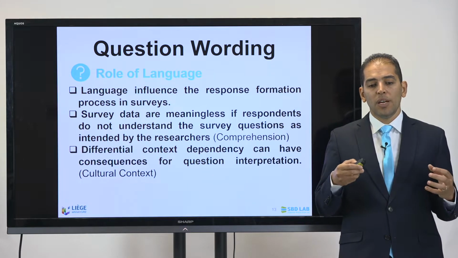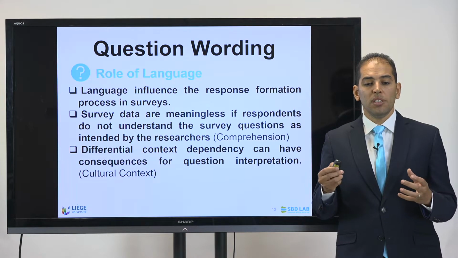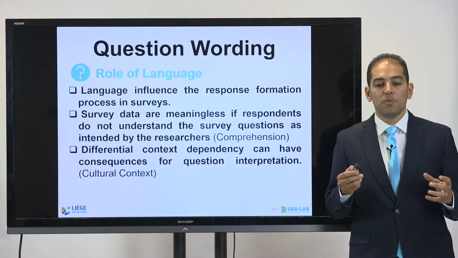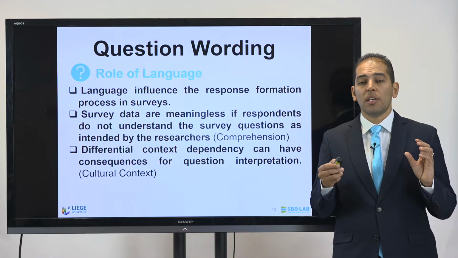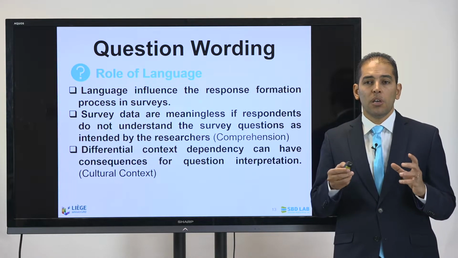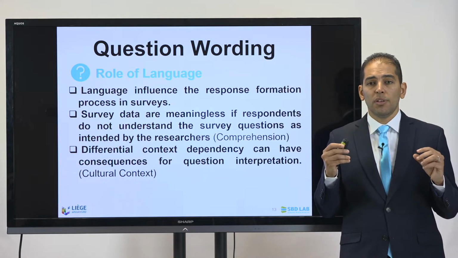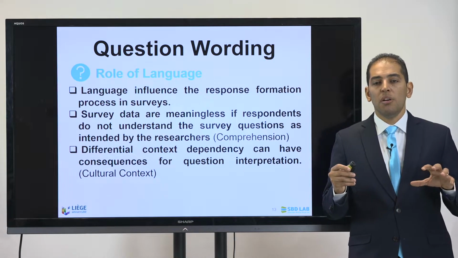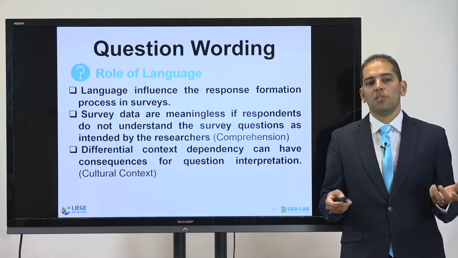So when we look at differential context dependency, it can have consequences for question interpretation. It's very sensitive to the culture. A questionnaire can hardly be generalized worldwide unless we are talking about very common global phenomena. But when we're talking about very specific, context-specific phenomena that we're trying to measure, the culture will play a role and the context will play a role.